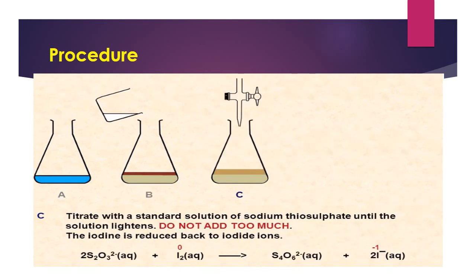Begin the titration with a standard solution of sodium thiosulfate until the solution lightens. يعني شوف هنا لونه براون، هنا راح يصير براون جراي، يعني راح يخف اللون مالته وما نضيف كمية كبيرة. شو راح يصير؟ the iodine is reduced back to iodide ion.